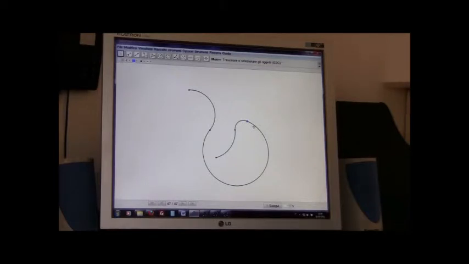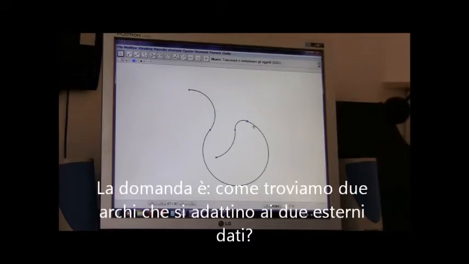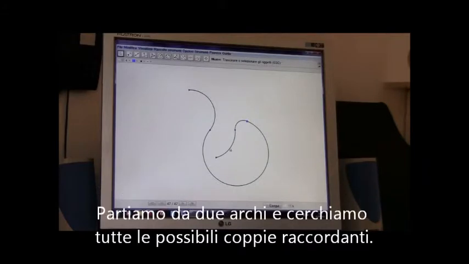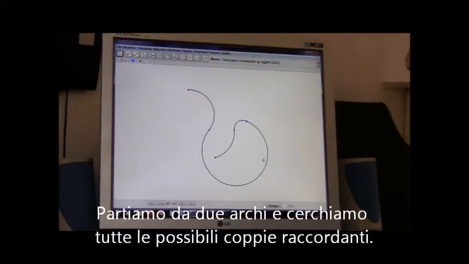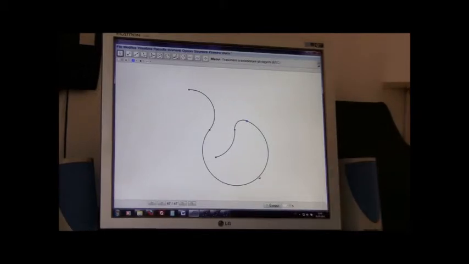So, the thing is, how do I find all the possible pairs of arcs fitting the two external ones? So you might want to start from two external arcs and find all the different pairs of arcs.